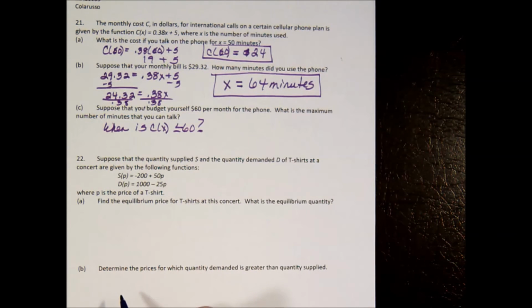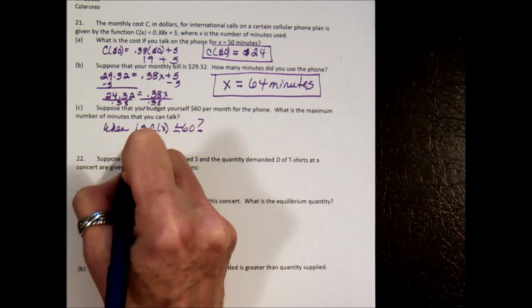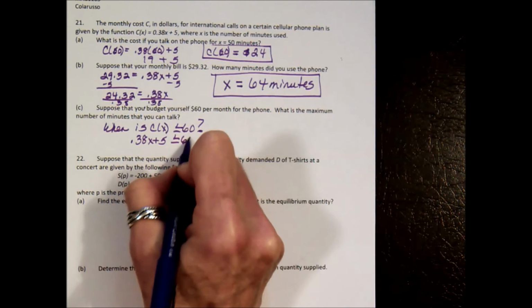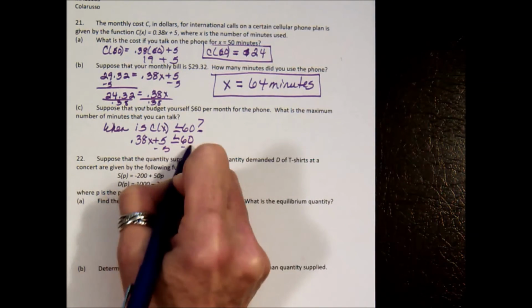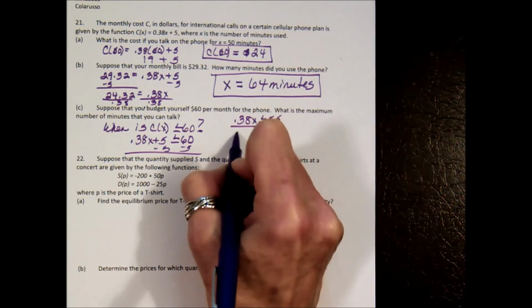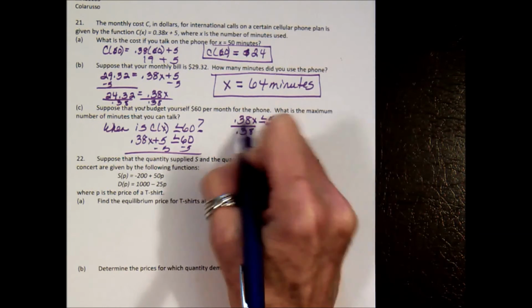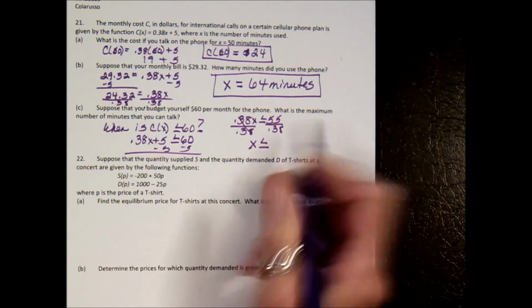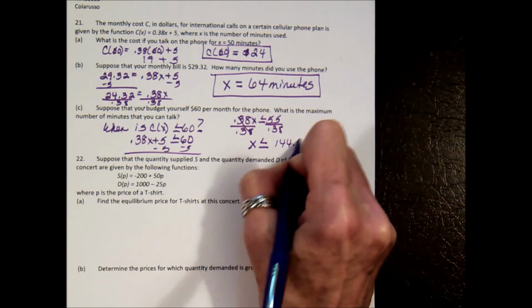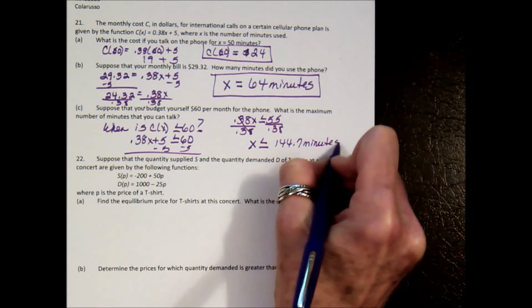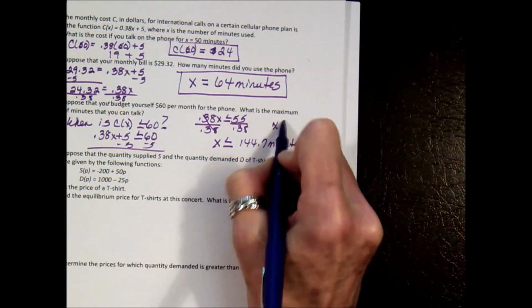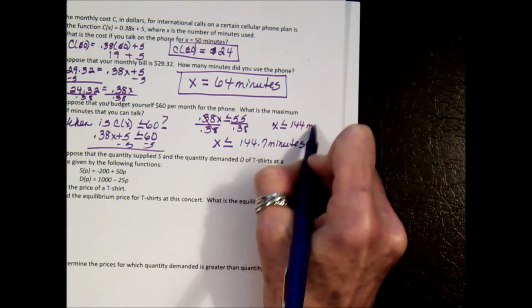So when is 0.38x plus 5 less than or equal to 60? And now you just solve that. We subtract a 5, we get 0.38x is less than or equal to 55. We divide by 0.38, and you say you will not go over your budget when x is less than or equal to 144.7 minutes. Now let's think about it. They're going to round that up to 145, they being the phone company. So we're going to have to say that x must be less than or equal to 144 minutes because you can't round that up. It'll go over 60.